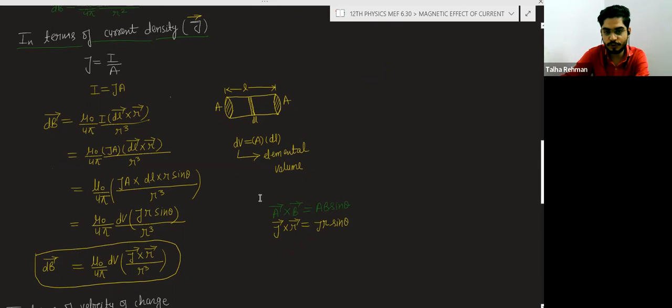But you should know this cross product. If two vectors are written like this, A vector cross B vector, this is given by AB sine theta. And what is A and B? A and B are the magnitude of vector A and magnitude of vector B. And theta is the angle between the vector A and the vector B.